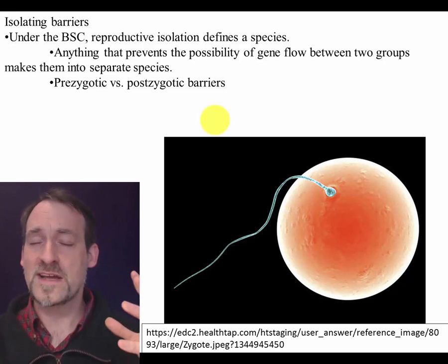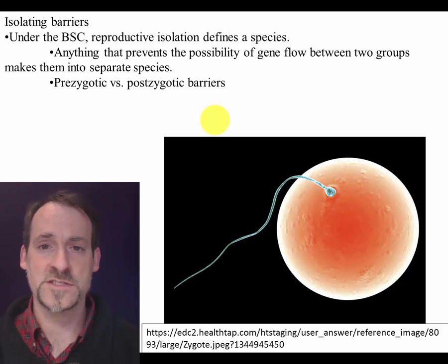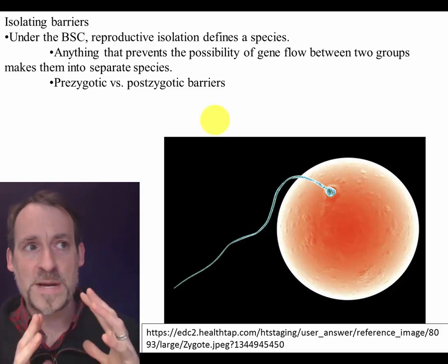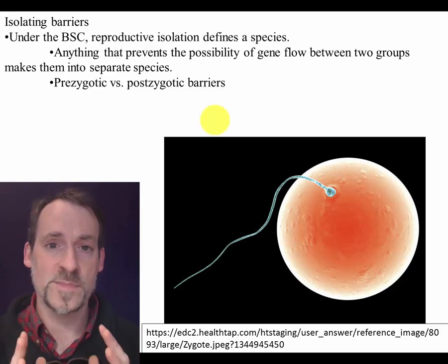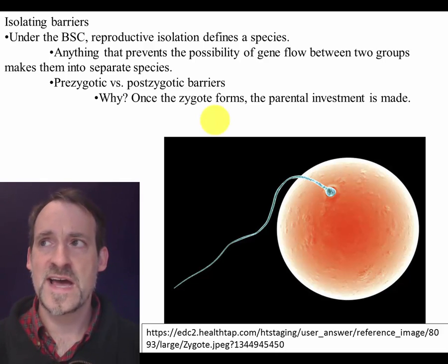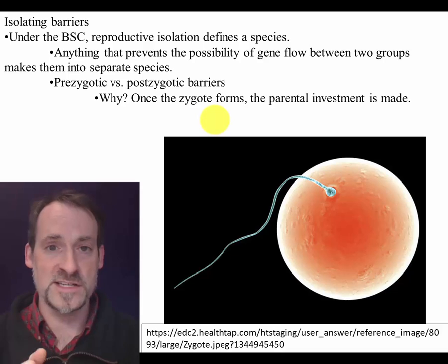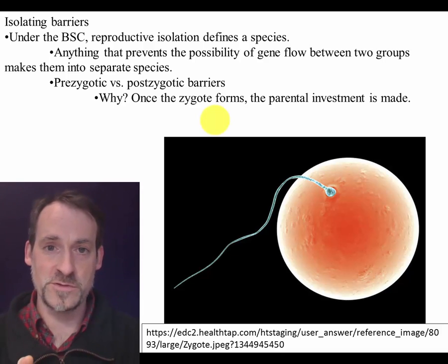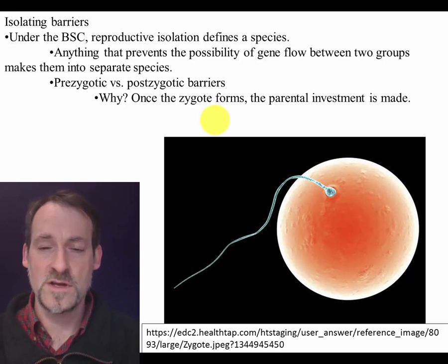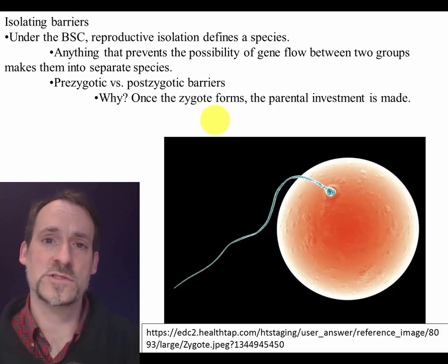Within that category of events, isolating barriers, things that stop gene flow between two populations, I want to point out that there are two different categories. There are barriers to gene flow that are prezygotic, and there are barriers that are postzygotic. Some of these barriers work before the zygote forms, before a sperm fertilizes an egg. They stop gene flow between two species before that happens. Postzygotic isolating barriers are ones that act after fertilization has occurred and there is a hybrid zygote.